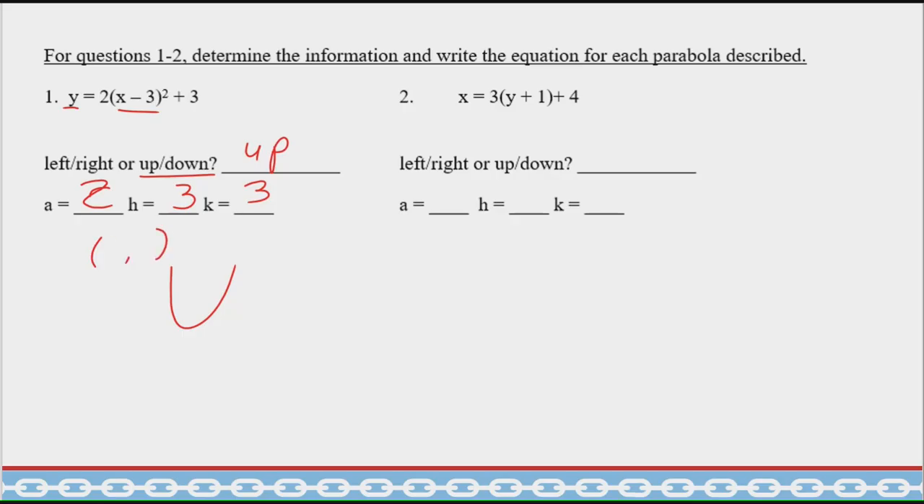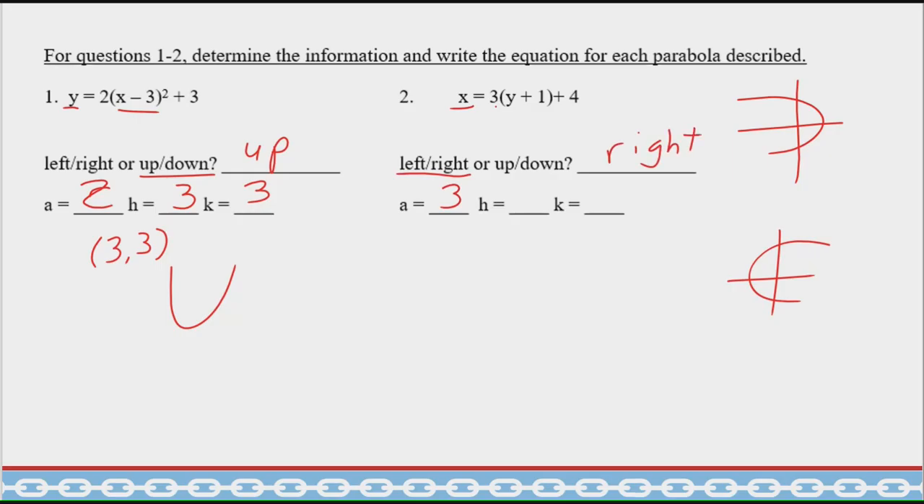In this case, it is the vertex of our parabola, but it would be the center point of either a circle or an ellipse. X equals equations, those are ones that go side to side, right? So it might look like this or that. So we know because it's x equals, it's left or right, has a positive a value, so it is going to open to the right.